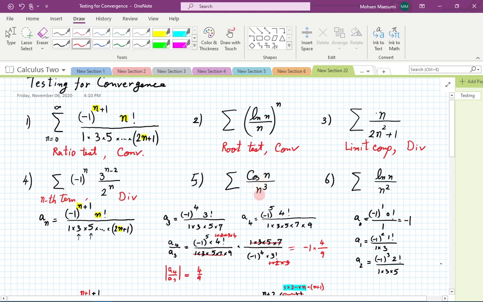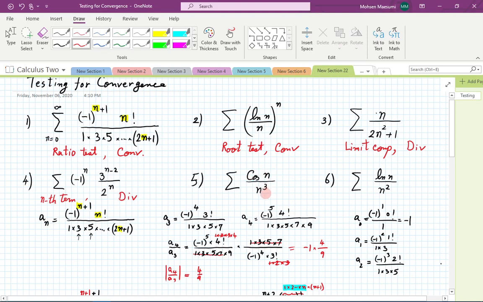Cosine of n over n cubed. What do you think we should do here? Well, again, for the 5th time perhaps, I insist that you try to do it yourself and come back. First, is this alternating? Well, no. In the numerator, cosine is sometimes positive, sometimes negative, but not in a flip-flop style. It is going to be a very complicated pattern of pluses and minuses in the numerator. So it's not alternating, but it does change its sign from n to n.